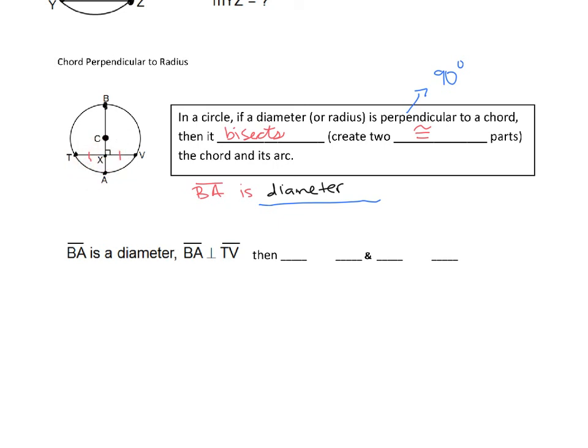So then that means that the chord is bisected, which you can see I already marked. So we can write that TX is going to be congruent to VX. And not only that, but the arcs are also going to be considered congruent. So we have arc TA is congruent to arc VA.